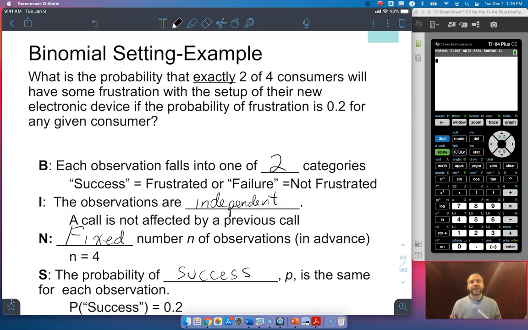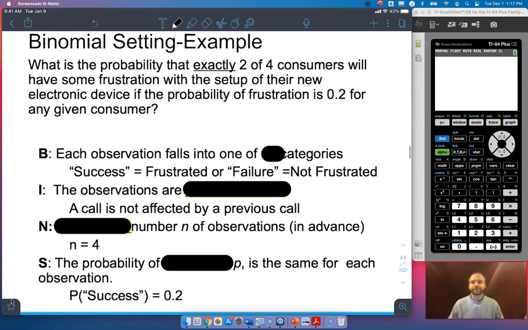So this is checking your binomial setting, checking your BINS. We have 2 categories, binary. They're independent of each other. Calling one person to check the frustration level is not going to be affected by calling another consumer. There's a fixed number of trials, n equals 4, and a fixed success probability, p equals 0.2. There we are, checking our BINS.